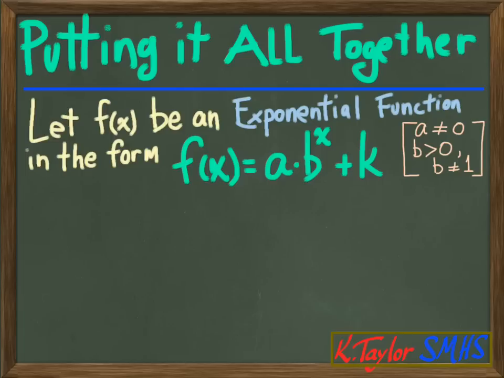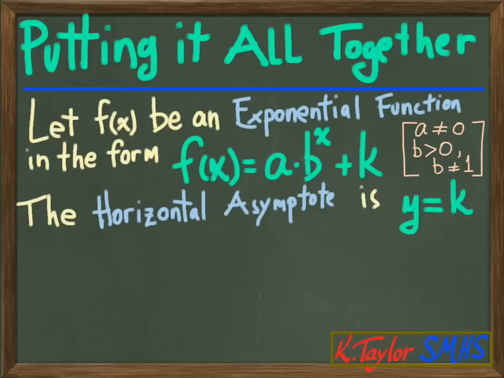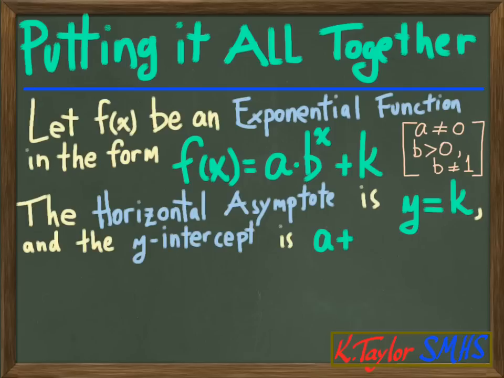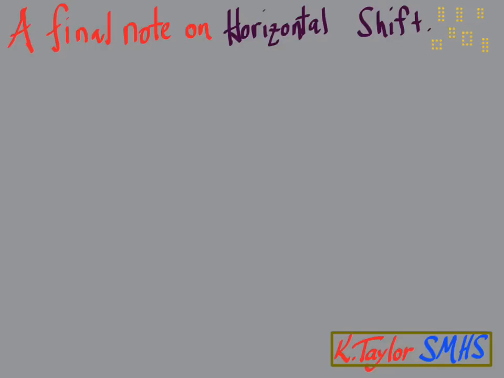Here's the deal. You can make the assumption then, as we've said earlier, that the horizontal asymptote is y equals k. And furthermore, this thing about the y-intercept, well, it's really pretty simple, you guys. The y-intercept is simply a plus k. And that's pretty much the whole story on those exponential functions of that form. As we go through our chapter here and we learn more and more about exponential functions, there are other ways to manipulate this equation, but these are the basic ones, the ones that you'll really need to worry about at first. But let me conclude this video here with a little final note on horizontal shift.